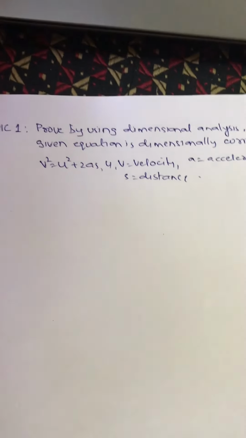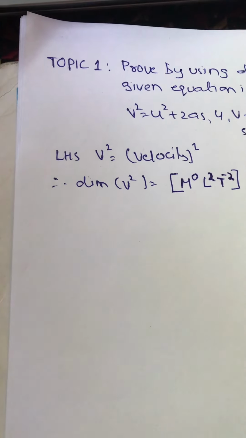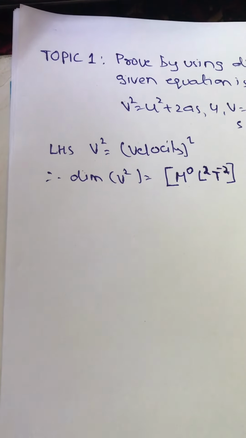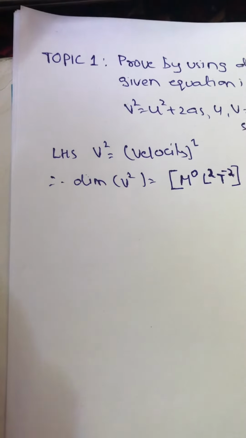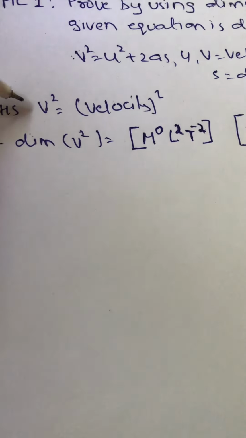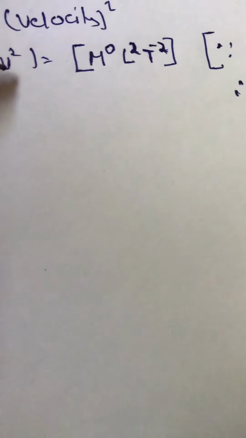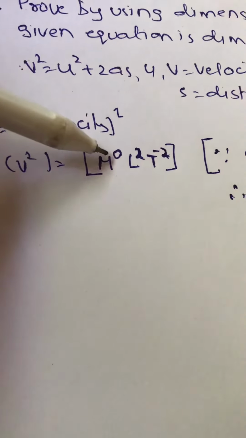Now how do you prove that this equation is dimensionally correct? Always take the left hand side first. So here the left hand side of the given equation is v square. So I'll take v square is equal to velocity square. Therefore dimension of velocity square is equal to M^0 L^2 T^-2.